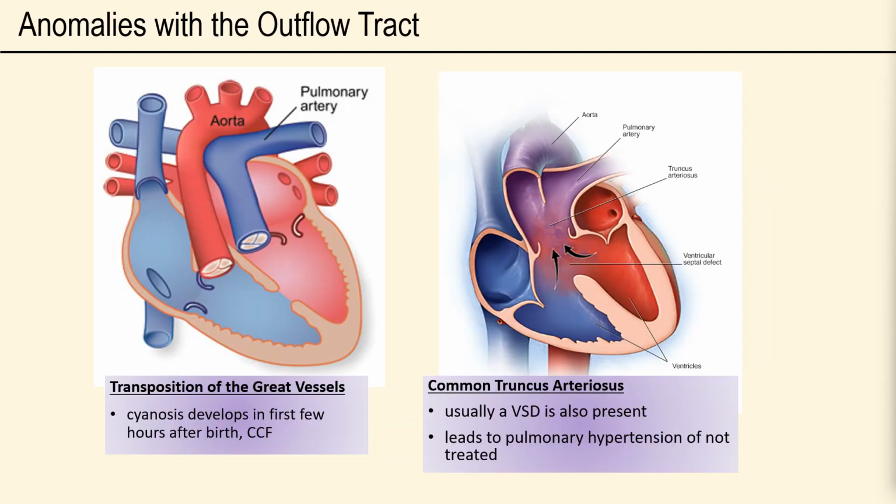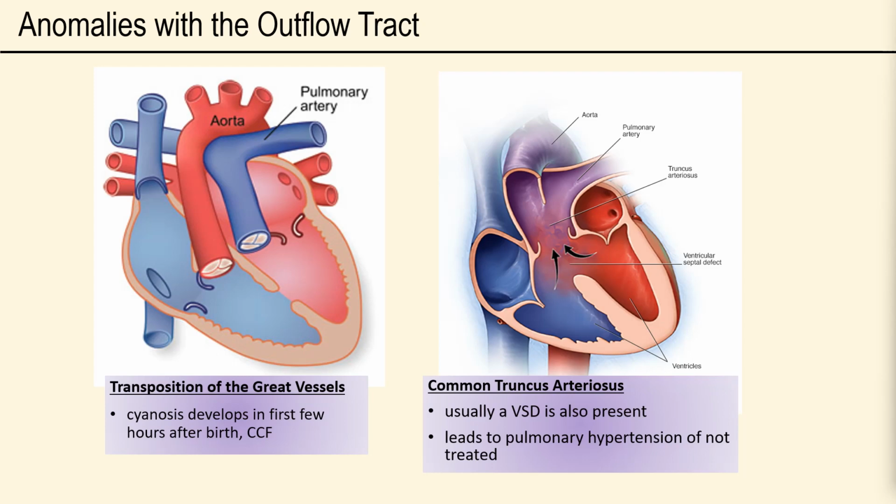Now let's have a look at some anomalies of the outflow tract. The first one to look at is the transposition of the great vessels. We know cyanosis will develop in the first few hours because we have oxygenated blood making its way to the lungs, and deoxygenated blood making its way around the systemic circulation. Having a patent ductus arteriosus plus or minus a patent foramen ovale would be beneficial in maintaining and buying time. This would be because it would allow for high pressure in the transposed pulmonary trunk to mix blood and send it into the aorta through the ductus arteriosus for systemic circulation.